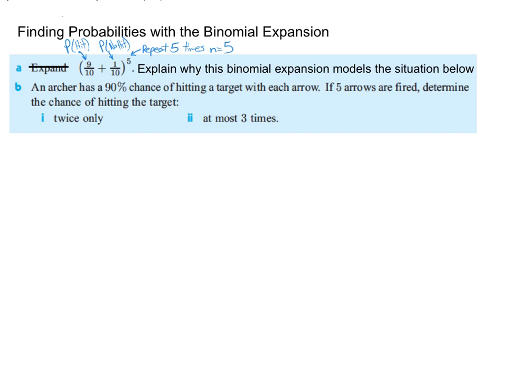So if I want to hit the target, remember our formula, we had N choose R, P to the R, 1 minus P to the N minus R. How would I calculate the probability of hitting the target twice?